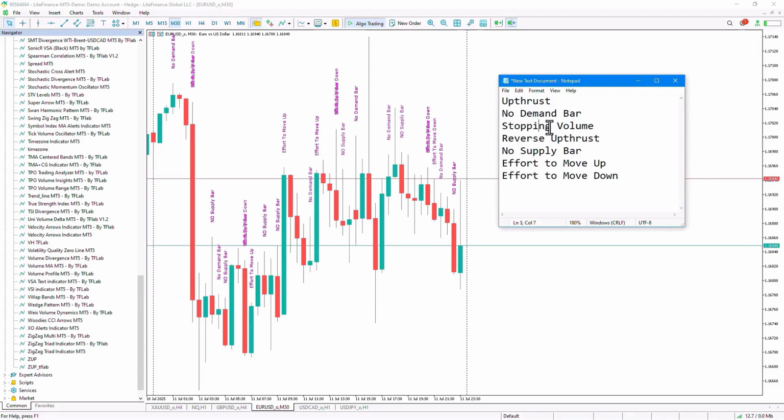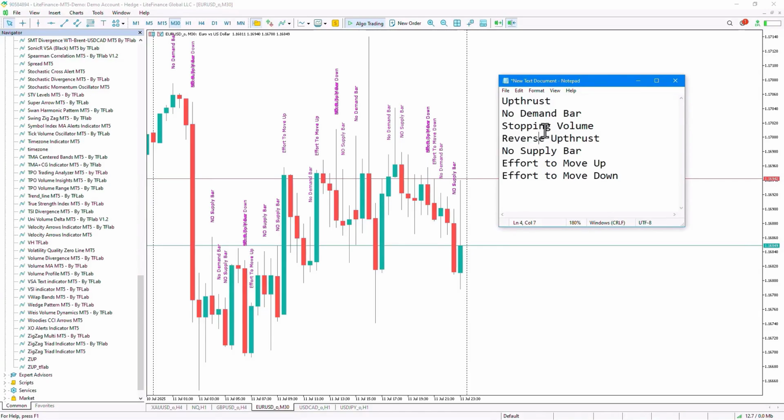The next signal is related to stopping volume, which shows the halting of a downtrend with increased volume. When the trading volume is high but the candle is bearish and closes strongly, that is, it closes at a much lower price, and this indicates a pause in the downtrend and the possibility of a reversal, this signal is generated for us. The next signal indicates a support reaction with buying pressure.